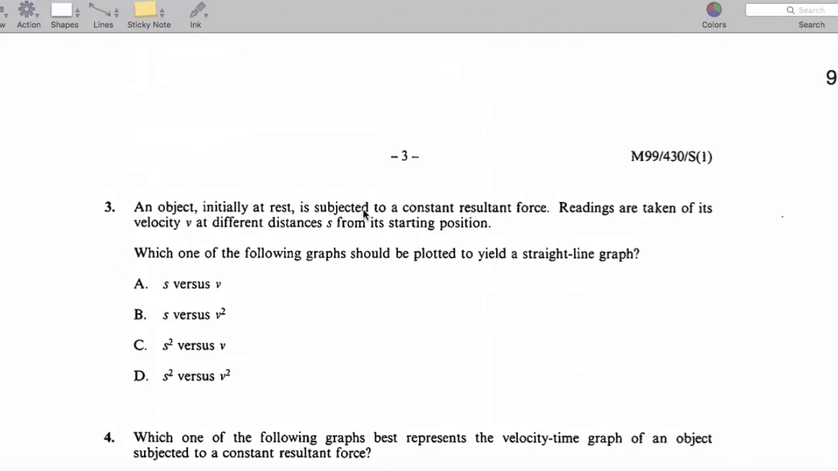And for number 3, an object is subject to air resistance, and we want to know what would give us a straight line graph. Now, S versus, well, let's look at our equations. We have V squared is U squared plus 2AS. And let's be clear, U is 0 if we start from rest. So V squared is 2 times A times S. And this is equal to F over M. So if we've got a constant force, we'll get a straight line graph of this is our y and this is our x, so it would be S versus V squared.